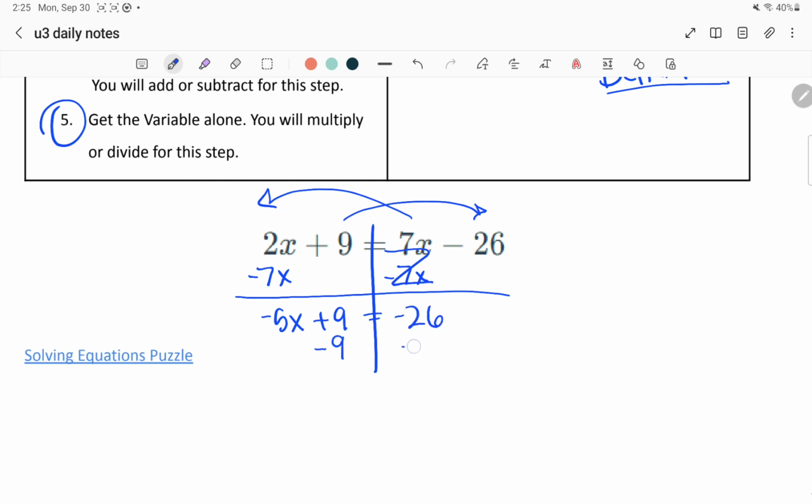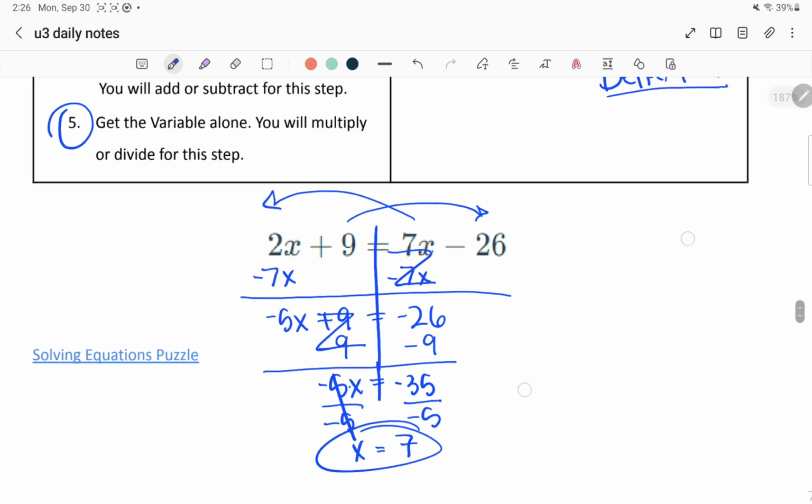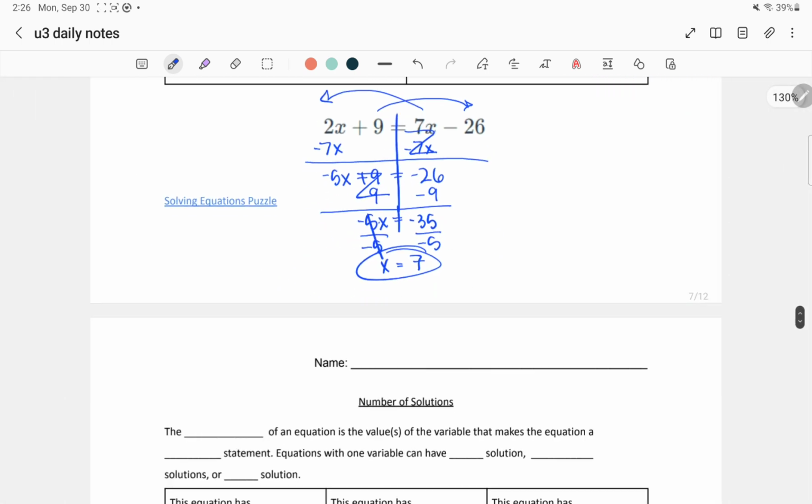Now I'm going to subtract 9 from both sides because I'm adding 9 here, so I'm trying to get rid of it. And I've got negative 5x equals negative 26 minus 9, which would be negative 35. I'll divide by negative 5 on both sides because now I'm trying to get x by itself. Negative 5's cancel out. I've got x equals 7. And that's what I put in Delta Math. Okay.